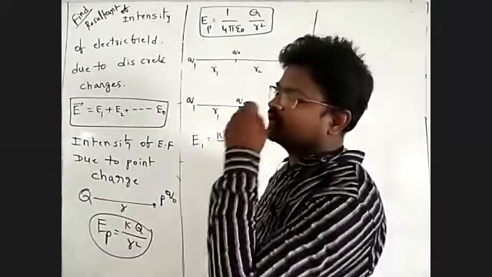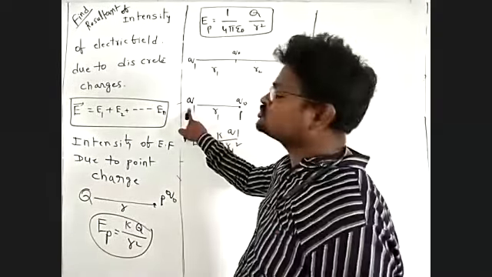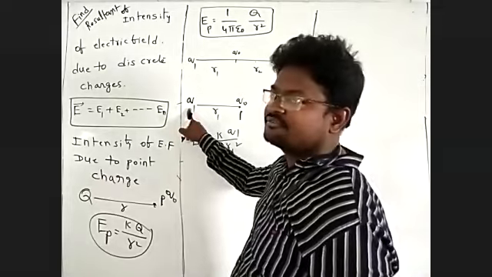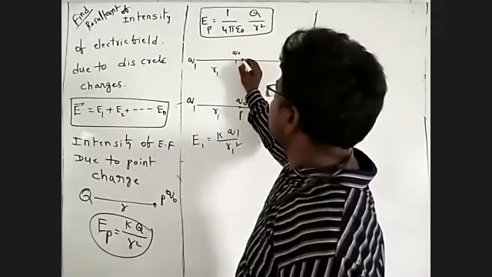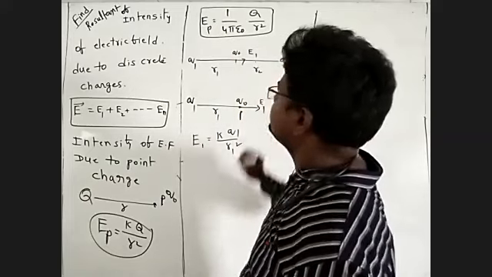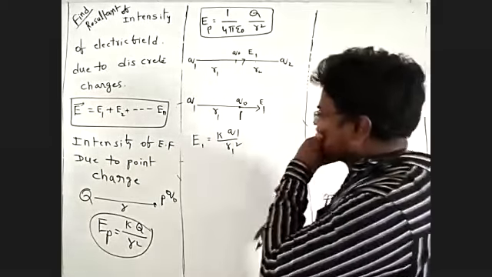The direction of electric field: this is a positive charge, so the direction of electric field is away from it. This is E1. Now you can write the direction of electric field as E1. This is our first one.